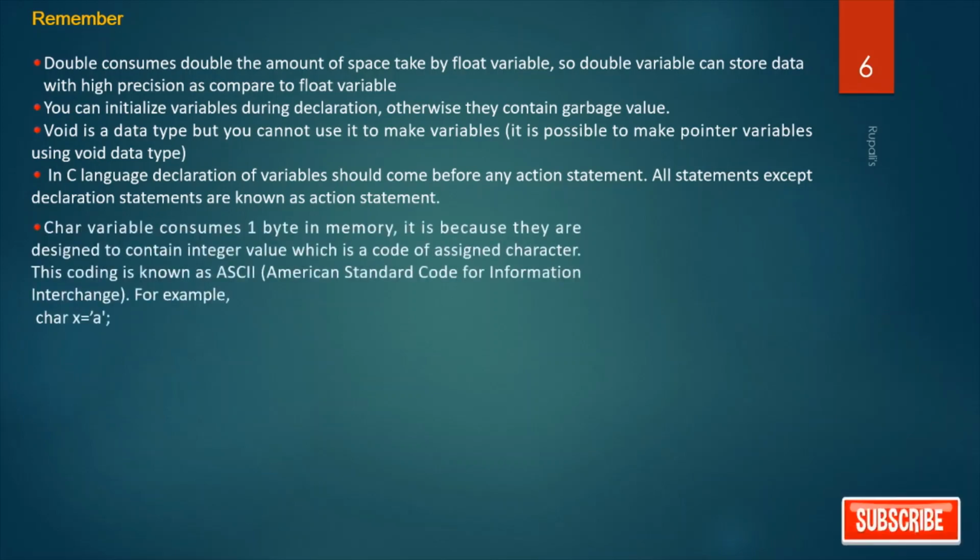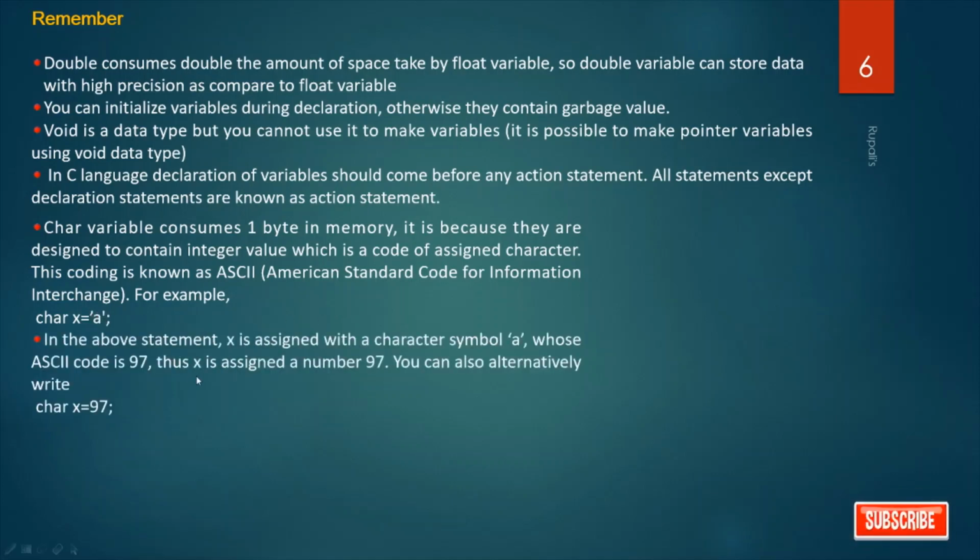Character variable consumes 1 byte in memory. It is because they are designed to contain integer values, which is a code of the assigned character. This coding is called ASCII. The full form of ASCII is American Standard Code for Information Interchange. So, if you declare any character variable, you have to write char x = 'A', means I assign the value A within single quotes. In the above statement, x is assigned the character A whose ASCII code is 97. Thus, x is assigned the number 97.